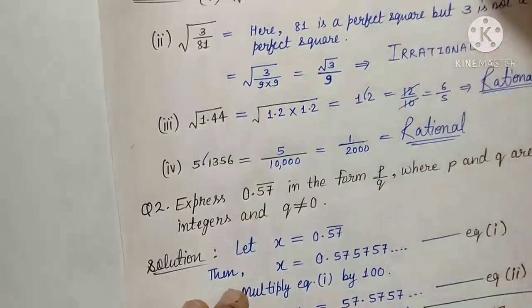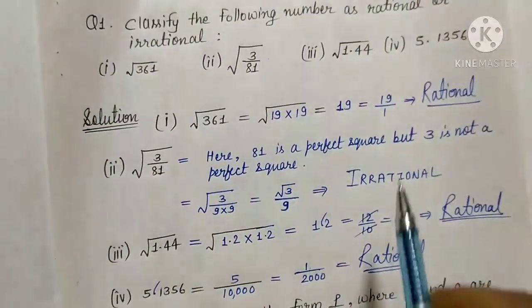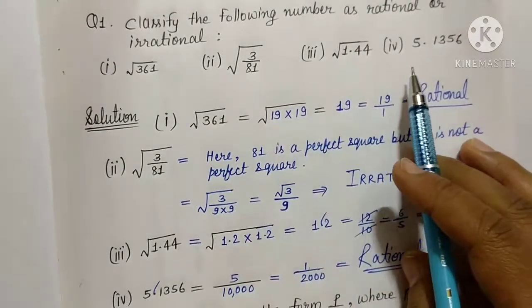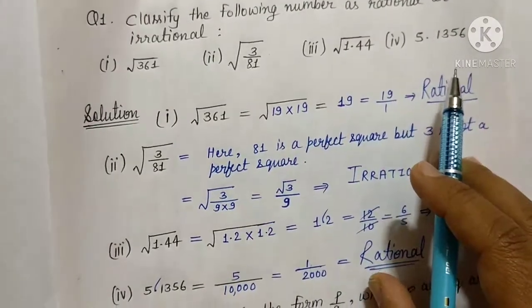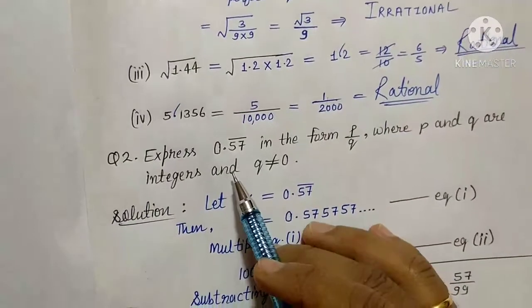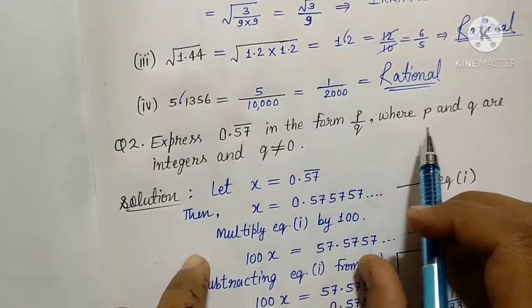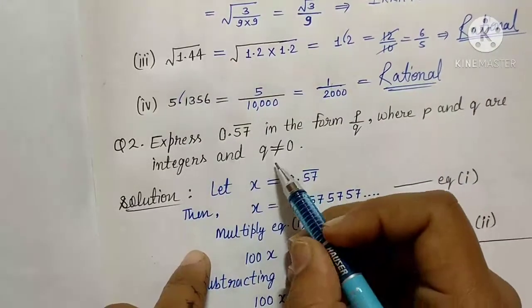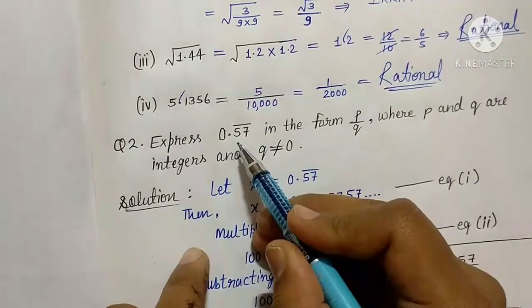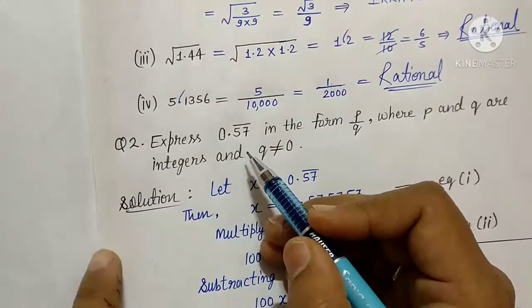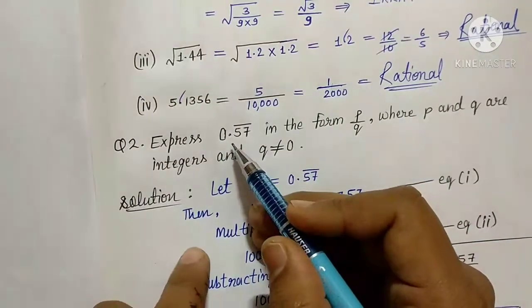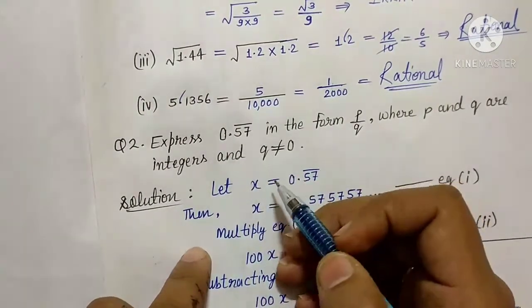So in this way we have solved this question, where we have to identify whether the given numbers are rational or irrational. Now move to the next question, that is express 0.57 bar in the form p upon q, where p and q are integers and q should not be equal to 0. It means we have to express this number as a rational number. So let's see. We are having 0.57 bar, which we can see easily is not in rational form.